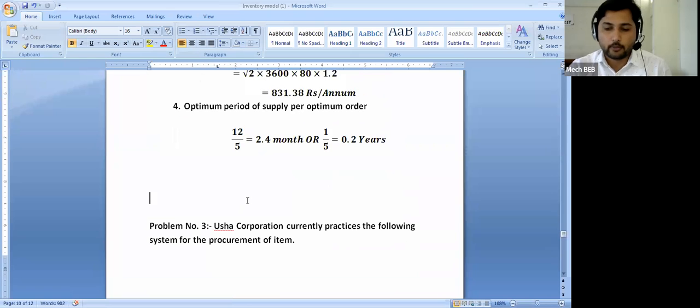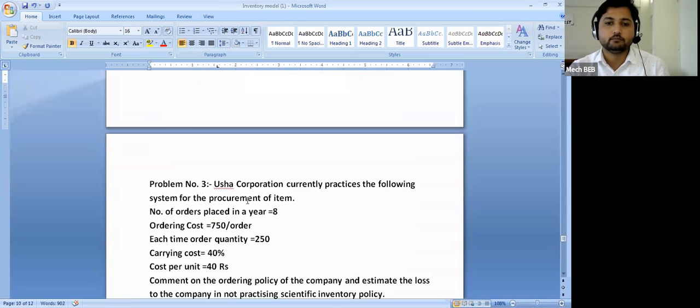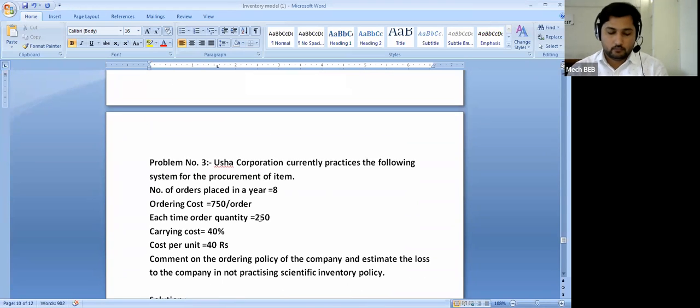Take down problem number 3. Problem number 3: Usha Corporation currently practices the following system for the procurement of items.